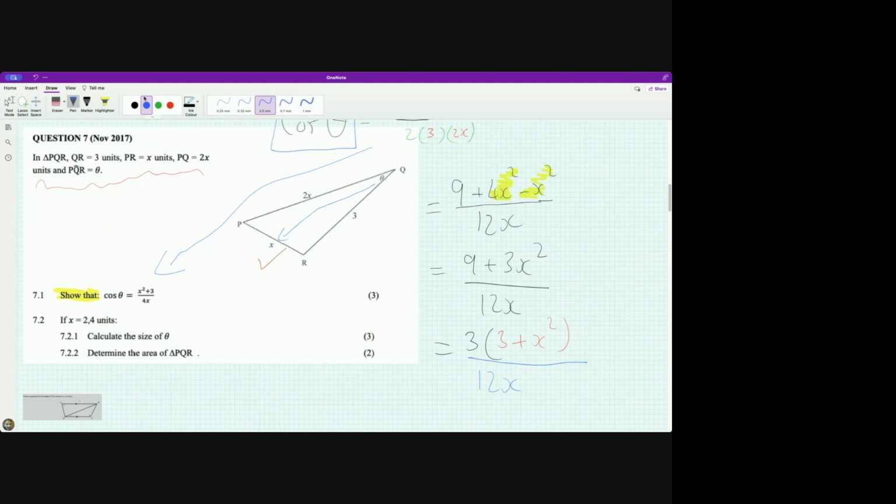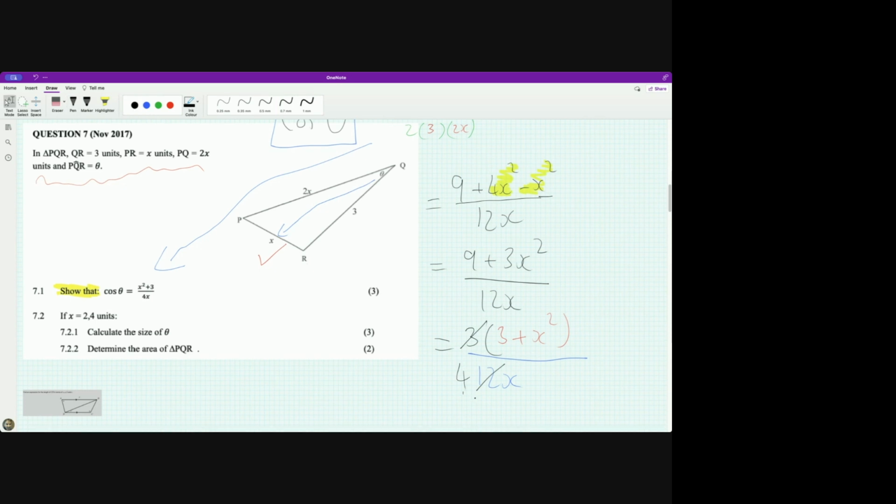Now, what we really want is a 4x, but you know what I've just realized? 3 goes into 12 4 times. And then what we are left with on the top is 3 plus x squared, but we can say x squared plus 3. And on the bottom, we can say 4x. So we know that cos of theta does indeed equal x squared plus 3 over 4x. Because remember, if something is plus, you can rearrange the order, and then 3 goes into 12 4 times.